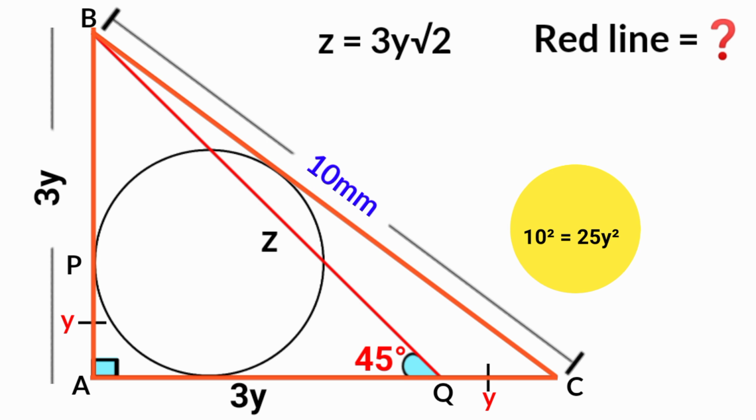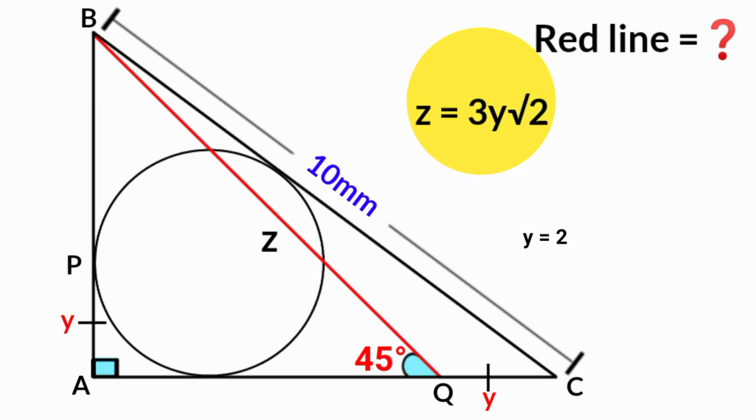Take the square root of both sides. Here square root of 10 squared is 10, while here square root of 25y squared is 5y. So 10 equal to 5y. Divide both sides by 5. Here 5 cancels 5, while here 10 over 5 equal to 2. So y equal to 2.